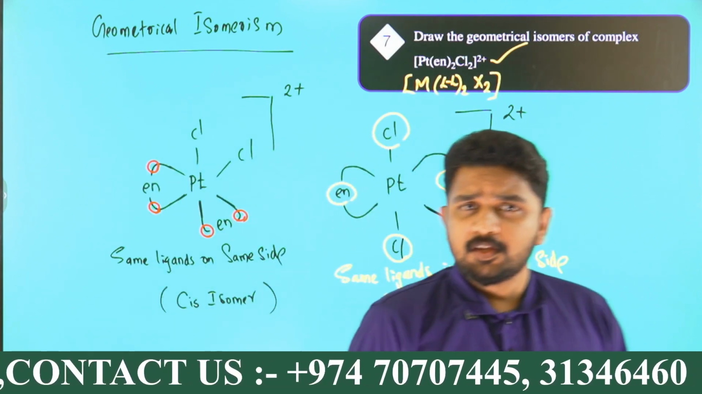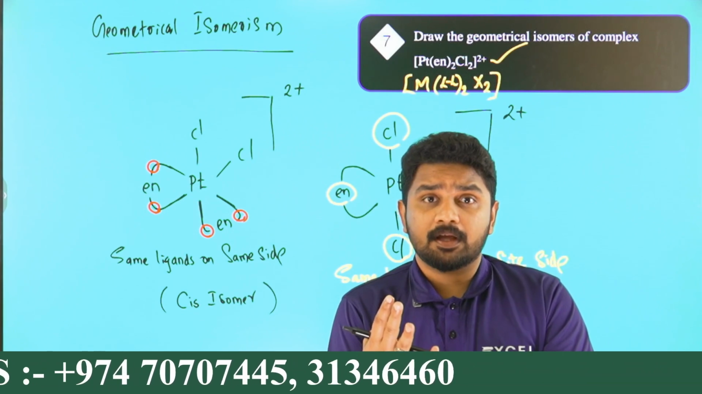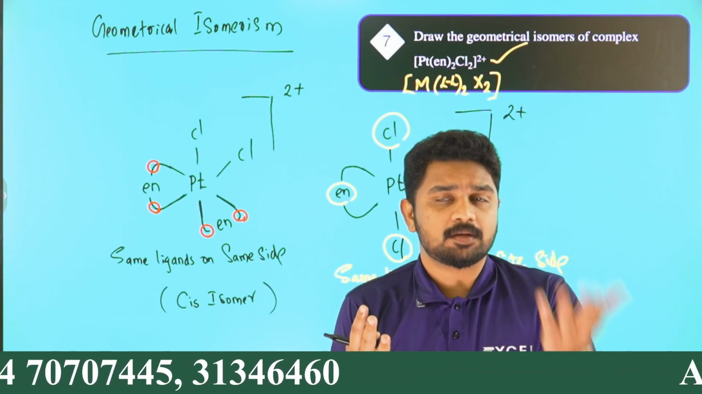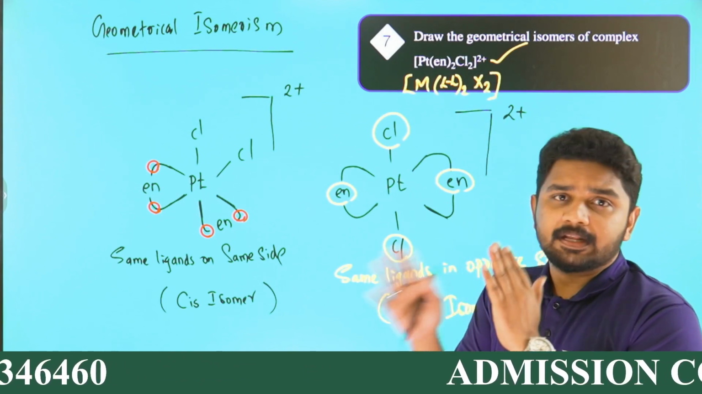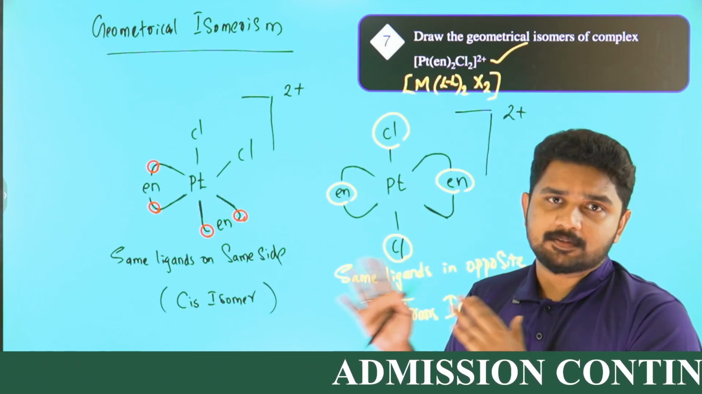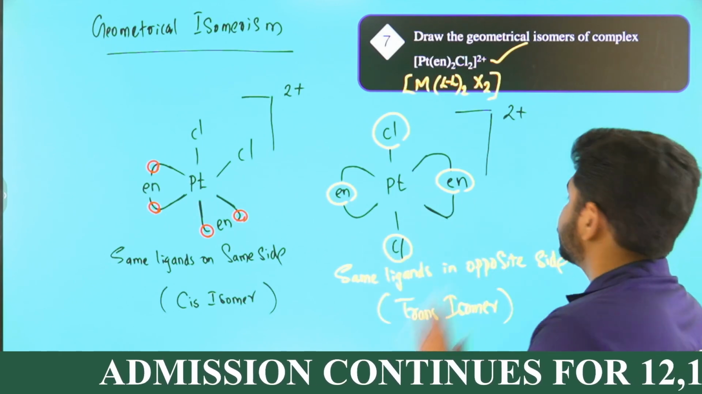Easy, right? Now we studied how we can predict whether a compound is showing geometrical isomerism or not, and also how to draw the geometrical isomers, cis isomer and trans isomer. That's it, easy. This can be a question.